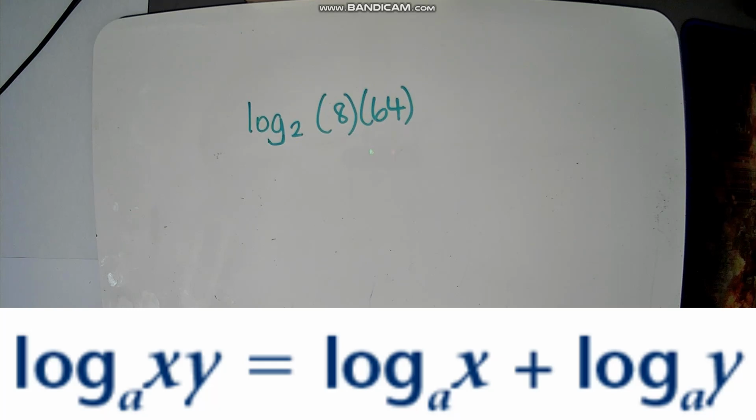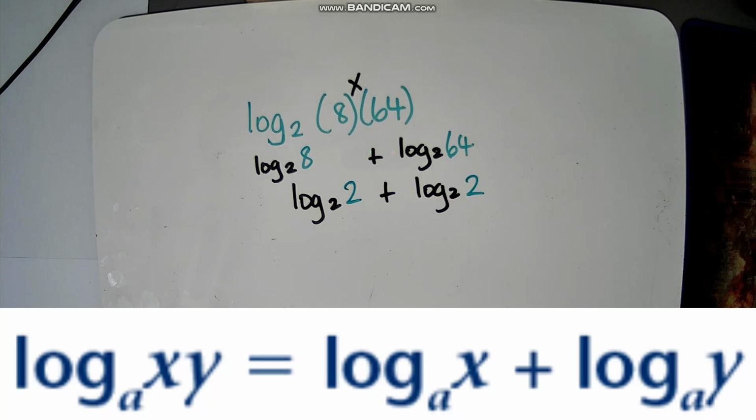Try that. Okay, looking at this question, we've got log to the base 2 of 8 times 64. So the first step here is to separate it using the plus sign. When we see multiply, we add. We can break down the 8 and the 64 into base 2's. 2 to the what power will give us 8? So 2 to the 1, 2 to the 2, 2 to the 3. 2 to the 4 is 16, 2 to the 5 is 32, 2 to the 6 is 64.